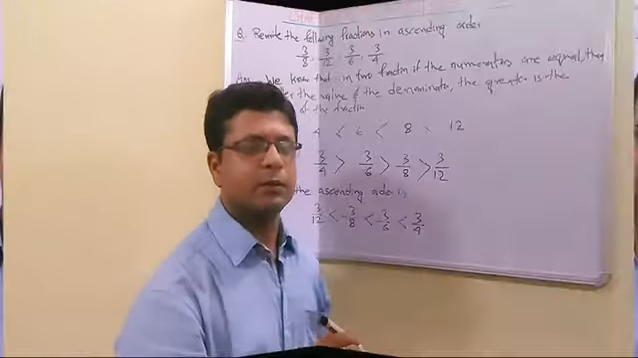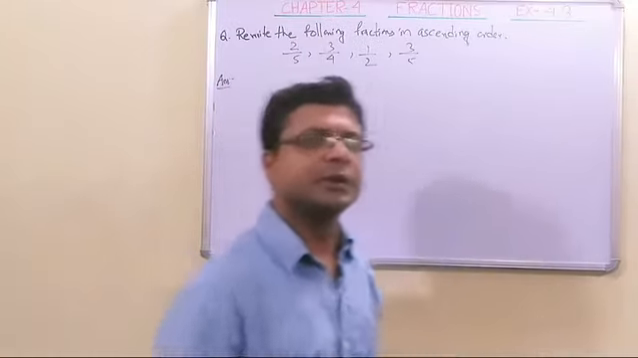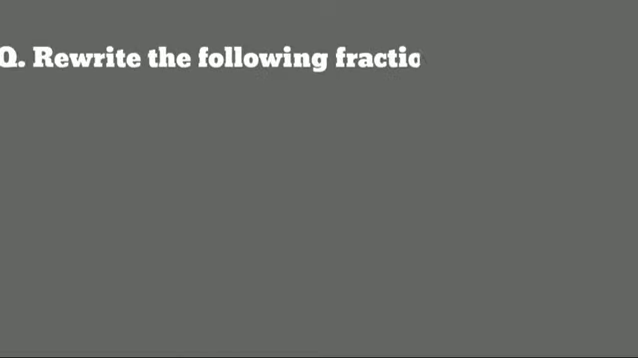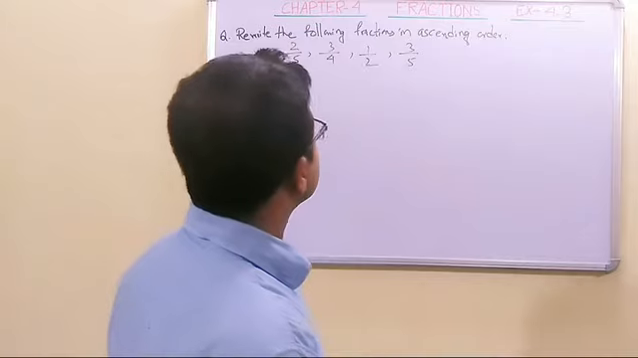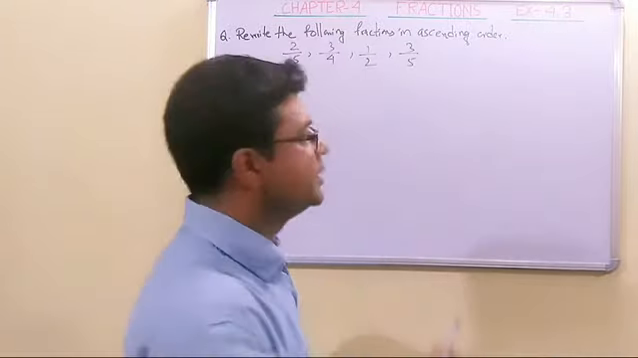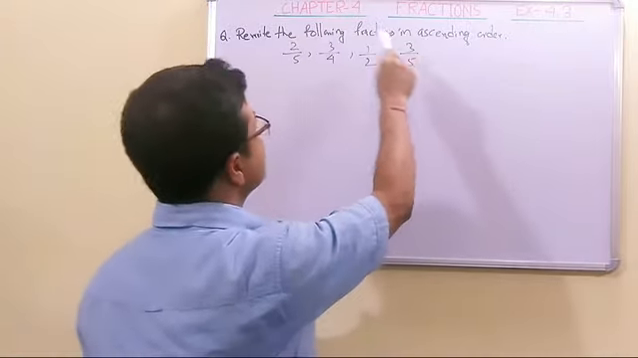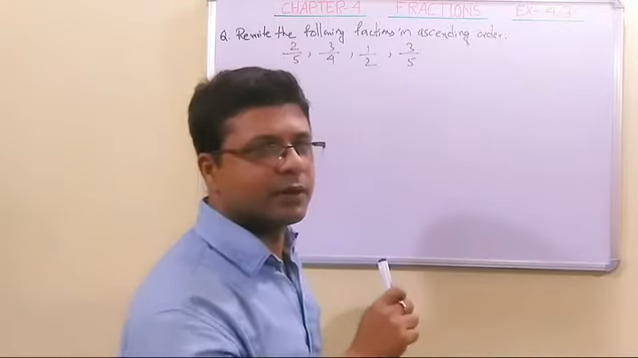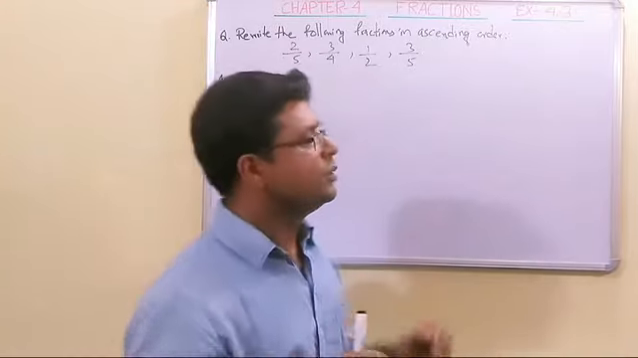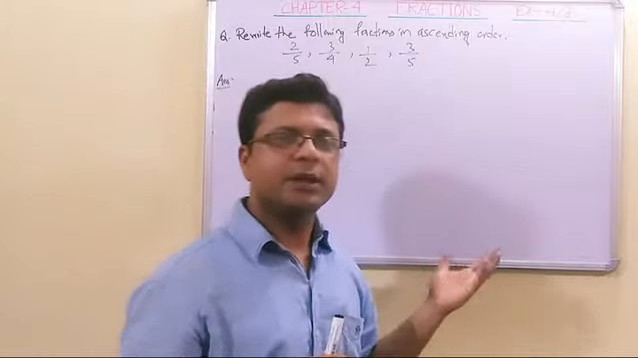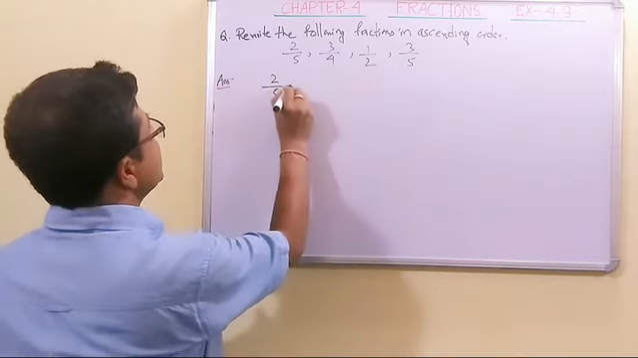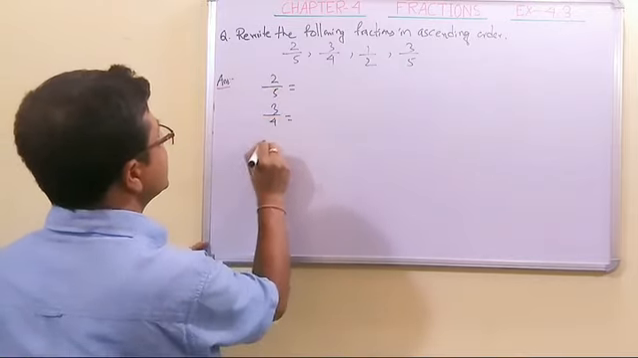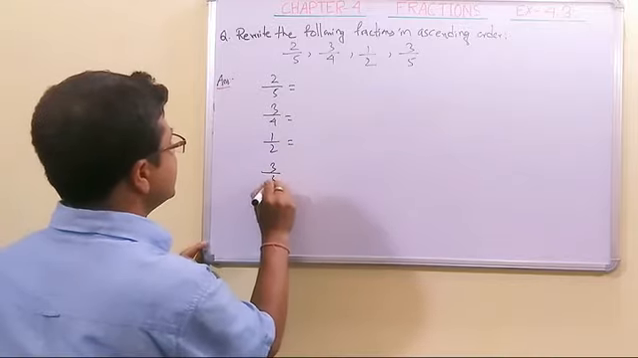Okay students, we are back with one more question. Let us read the question. Rewrite the following fractions in ascending order. The fractions are 2 by 5, 3 by 4, 1 by 2 and 3 by 5. Okay, how will you compare? Here you see the problem is that neither the numerators are equal nor the denominators are equal. What we will do, the concept is that we shall make the same denominator, then we can easily compare. Now how to make the same denominator? Let us write down these fractions: 2 by 5, 3 by 4, half, 3 by 5.